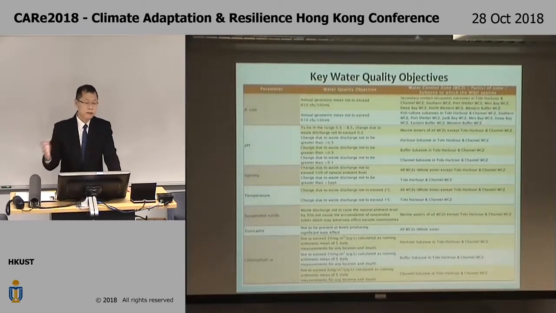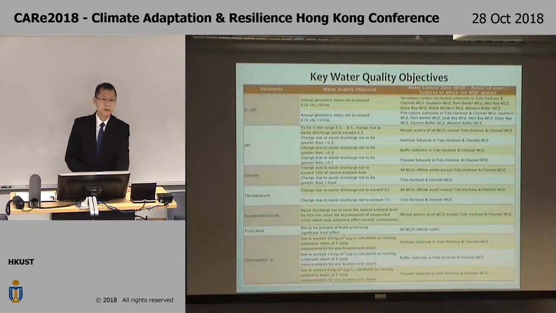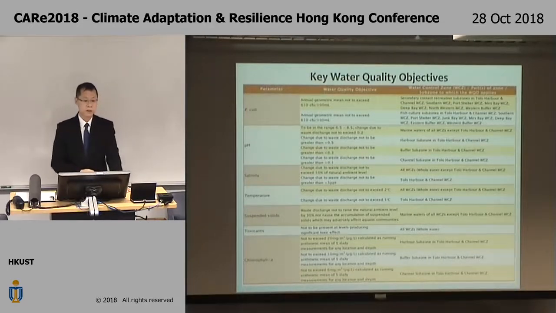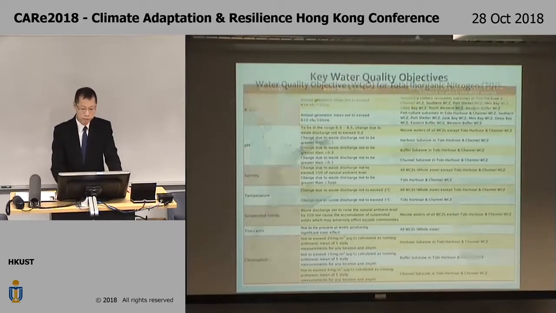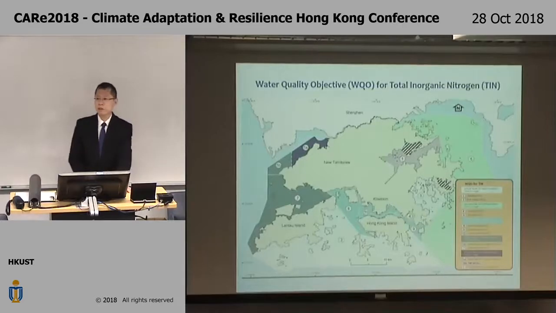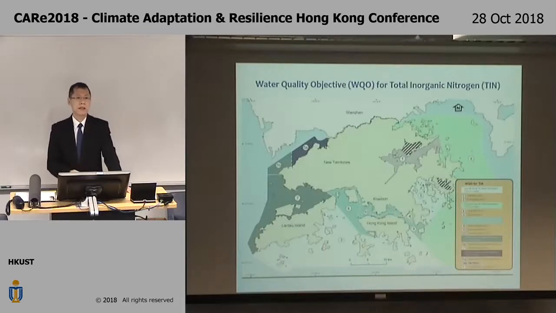We also have E. coli. For example, for those we have living beaches, we have secondary recreation, then we have E. coli. We have also set pH, salinity, temperature, chlorophyll, all kinds of things like that. Okay, I won't go into the details. But what I want to share with you is the water quality objective of total inorganic nitrogen.